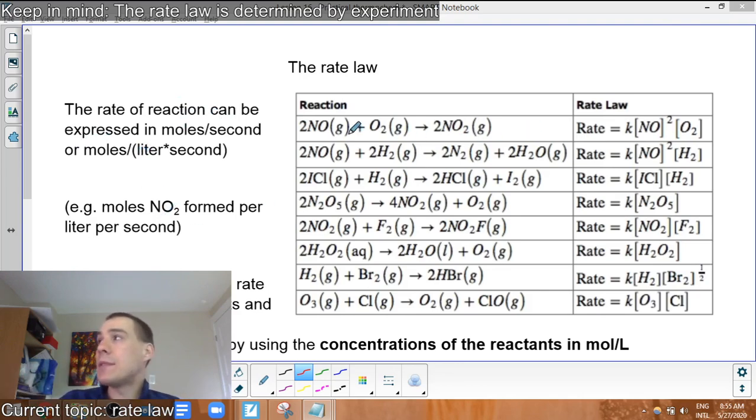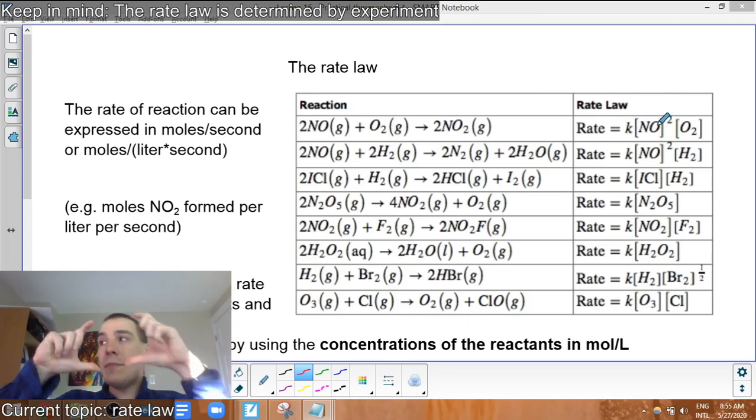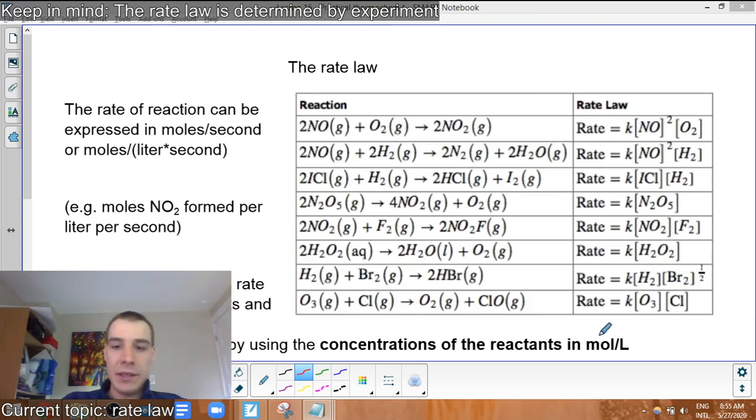Like this one, for example, moles of NO2 formed per second, or per liter per second, because it's a gas. So you could get it as a pressure as well. There's a bunch of different ways to get a rate. But the rate law here, this is a constant, K is a constant. These brackets mean moles per liter. That's what the bracket means.